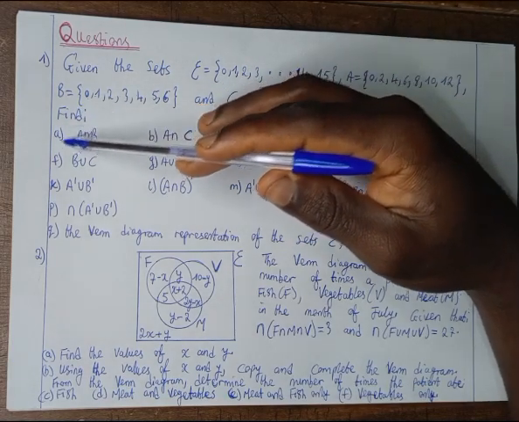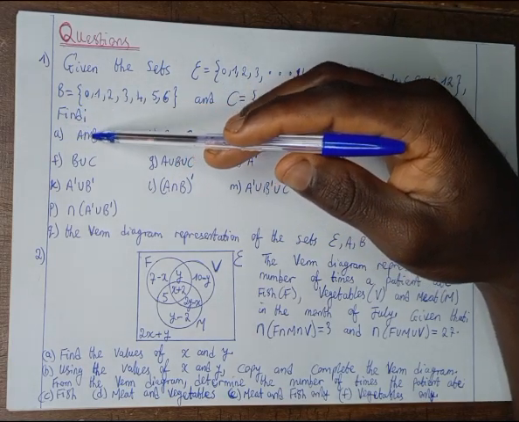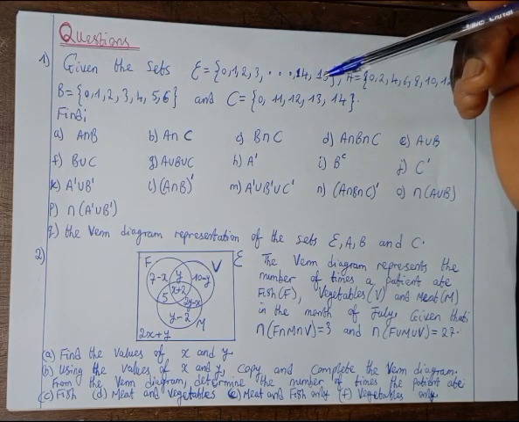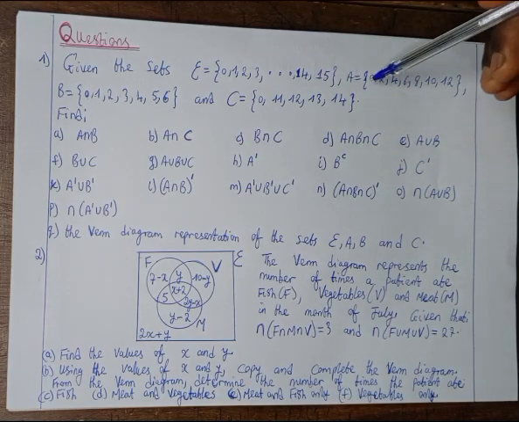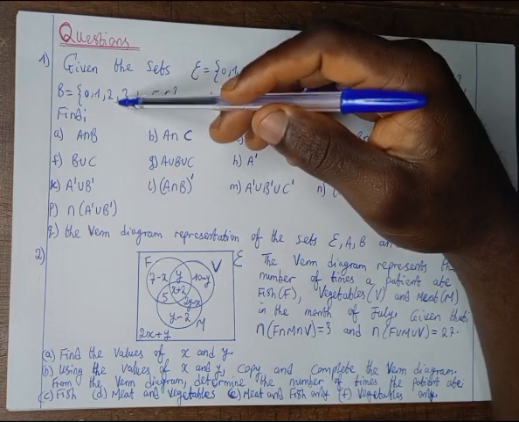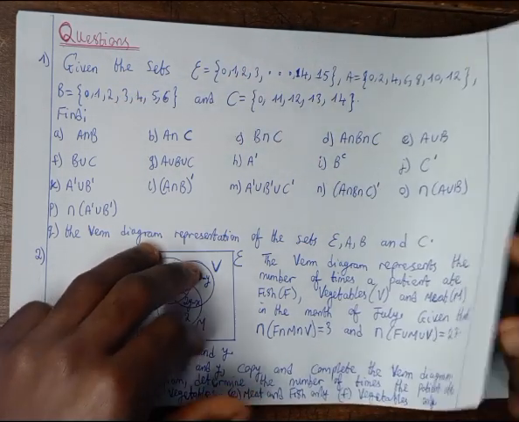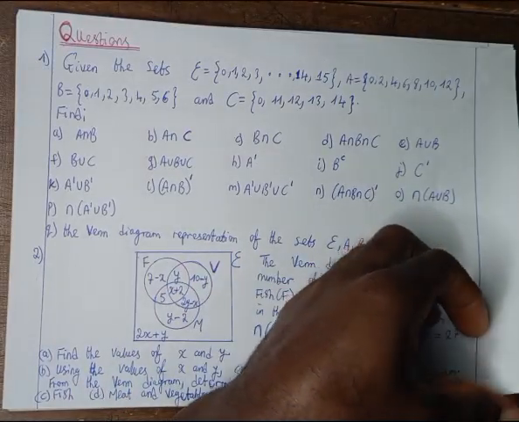Fine. For question A, we have A intersection B. For us to find A intersection B, that means we need the elements that we can see in the set A and in the set B. We are going to write down those elements. Let's take down the solution.